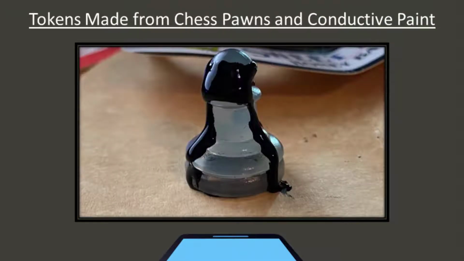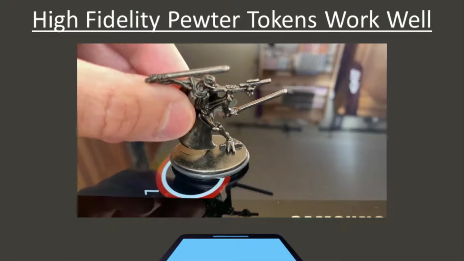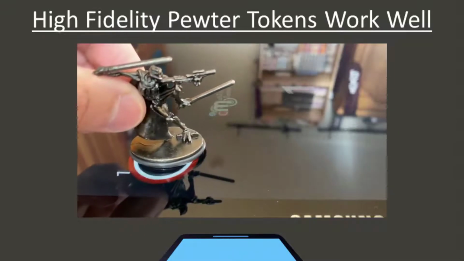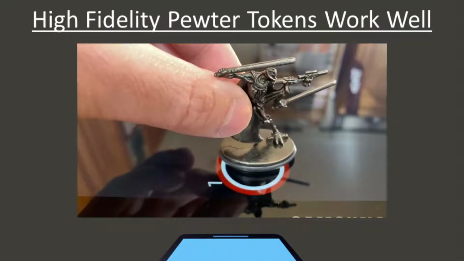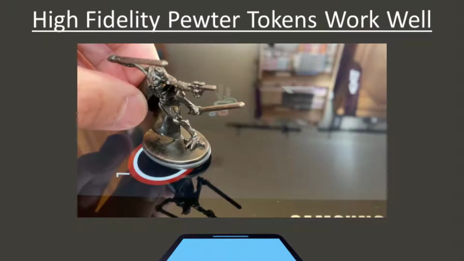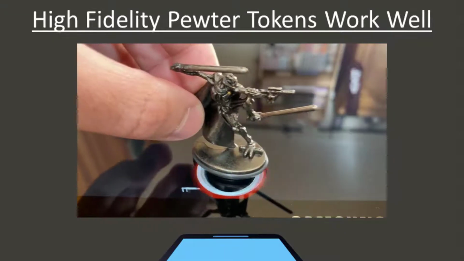For this test game, low-fidelity tokens were made using chess pawns painted using conductive paint to allow the screen to sense the token when a person's hand is in contact with the paint on the token. For higher fidelity tokens, I found that pewter would be the best material to use as it is both cheap to produce and highly conductive. However, as low-fidelity tokens are faster to produce and make changes to, I did not produce high-fidelity tokens for testing.